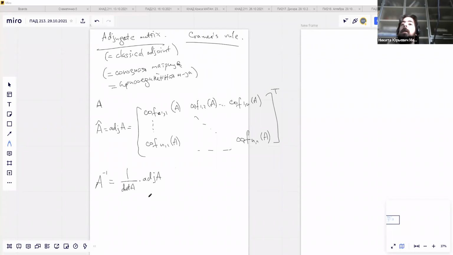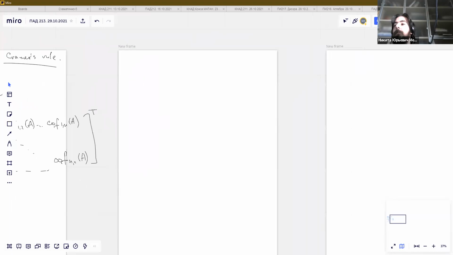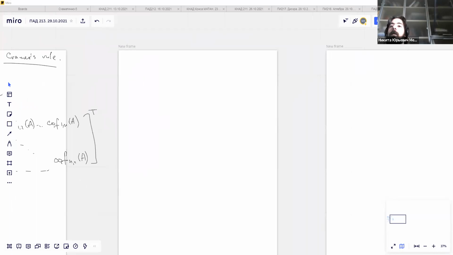Once again, this is the formula for the inverse matrix, and this is the adjugate matrix. It may be used to find the inverse matrix. However, is it easy to do so or not? Let's find out by doing this on an example. So suppose I have the following matrix.